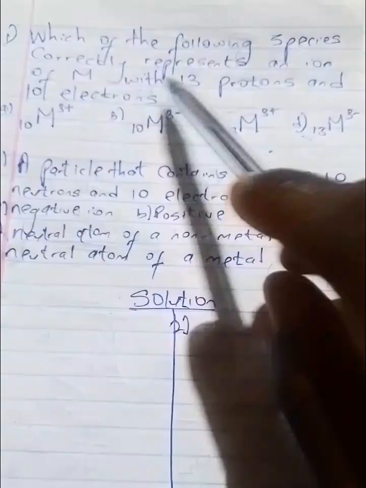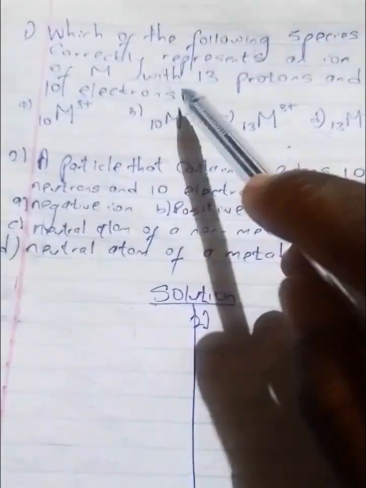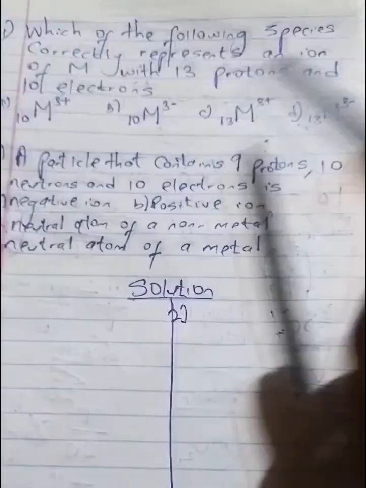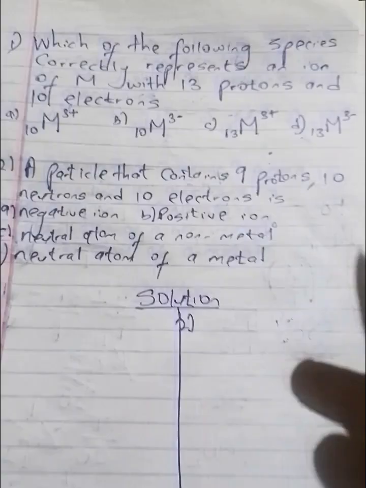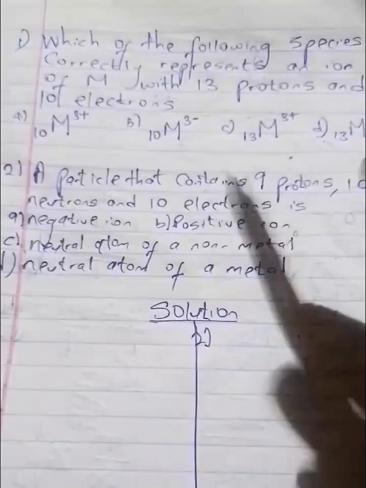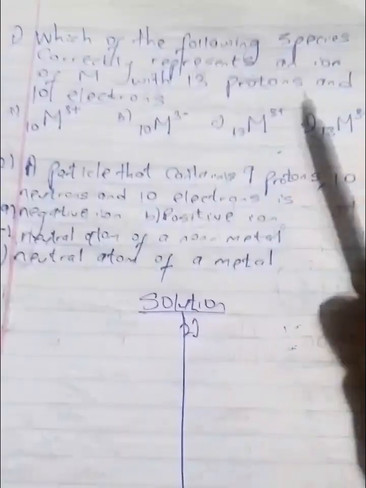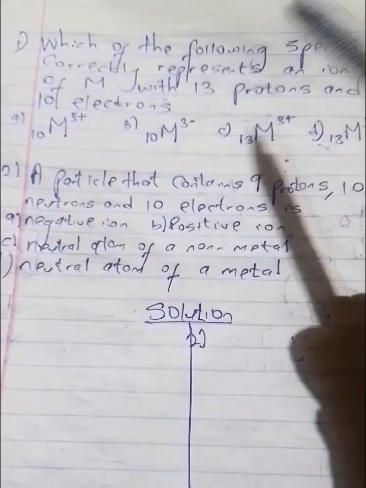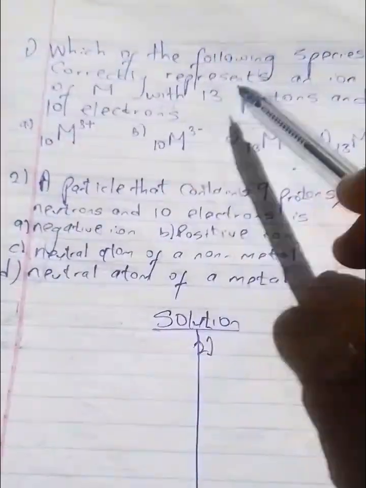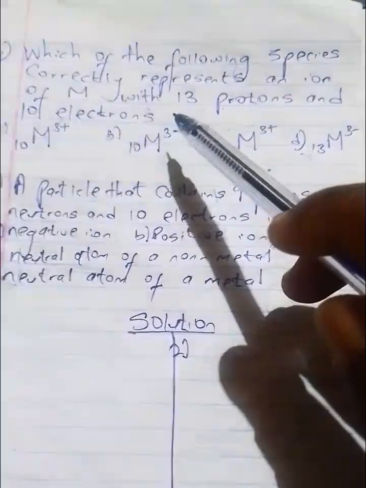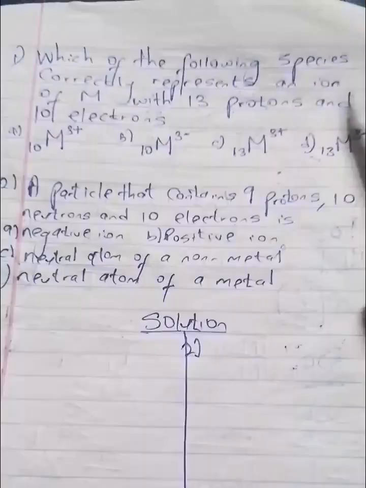Which of the following species correctly represents an ion of M with 13 protons and 10 electrons? These are the options. Now there are three things to take note of. First of all, once the number of protons is equal to the number of electrons, just know that it is neutral. When the number of protons and electrons are the same, it is neutral, which means there is no reaction occurring, like the noble gases such as argon.